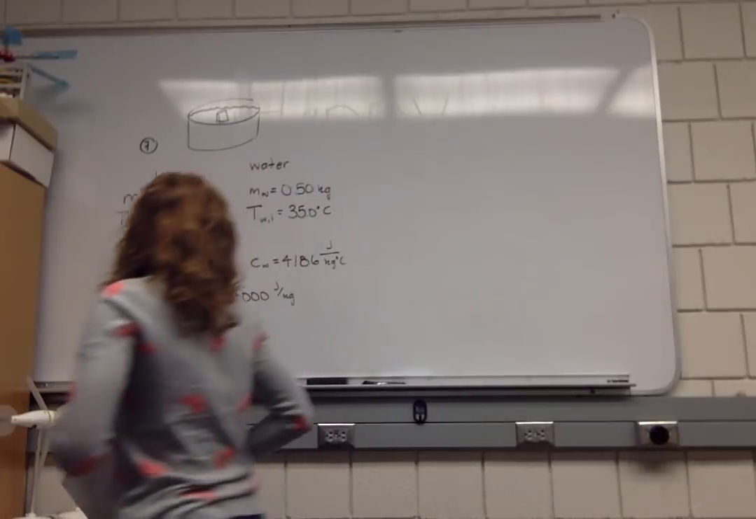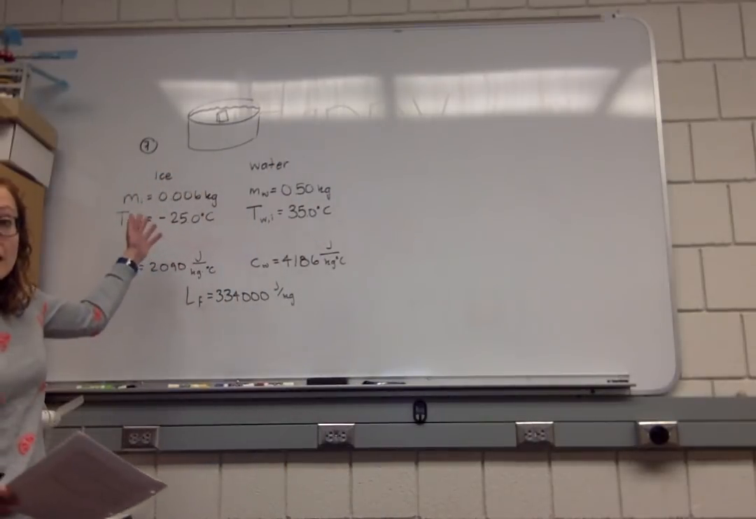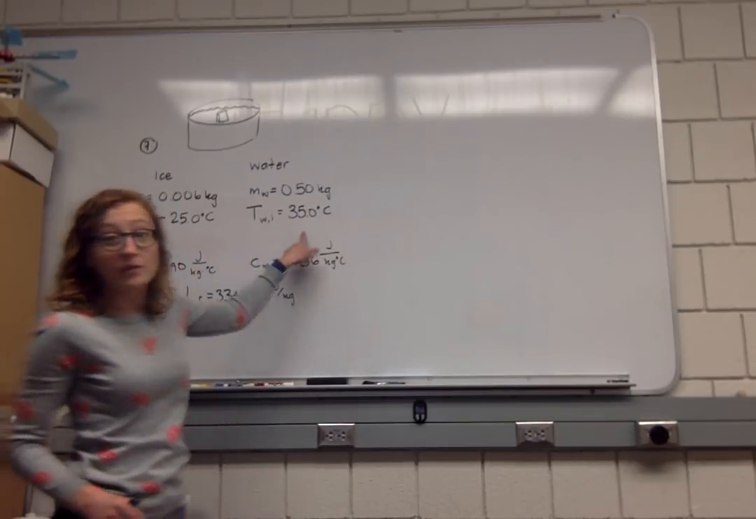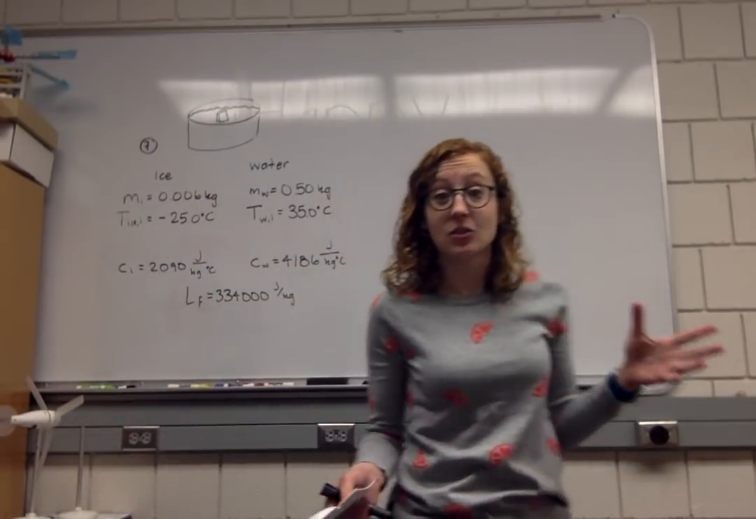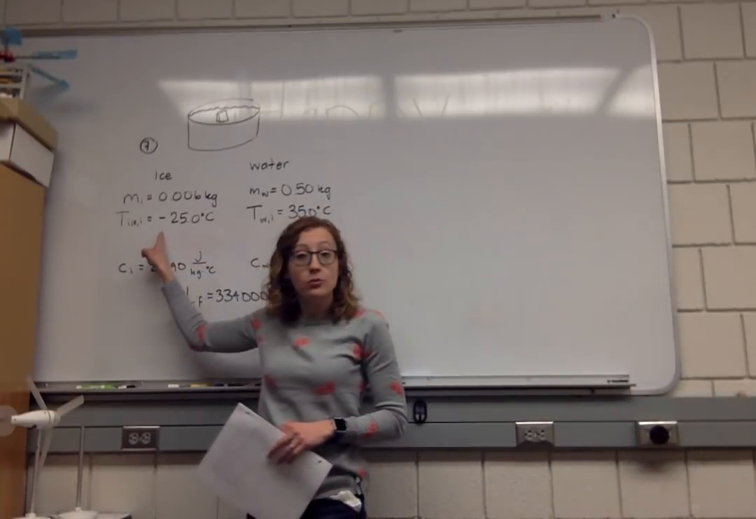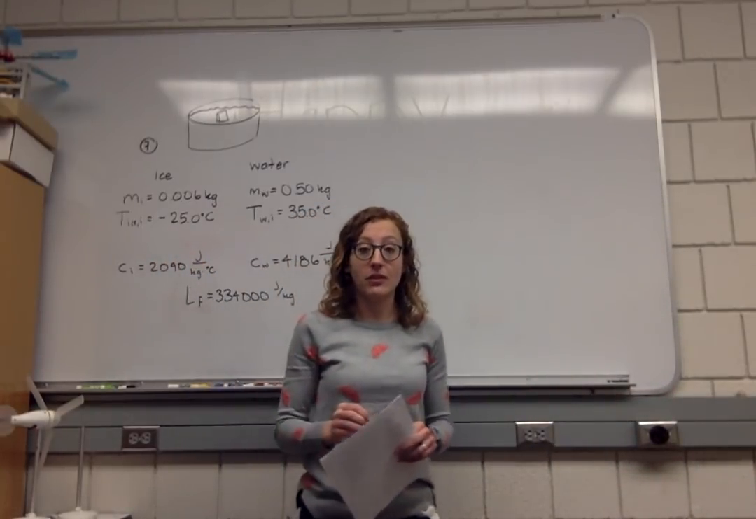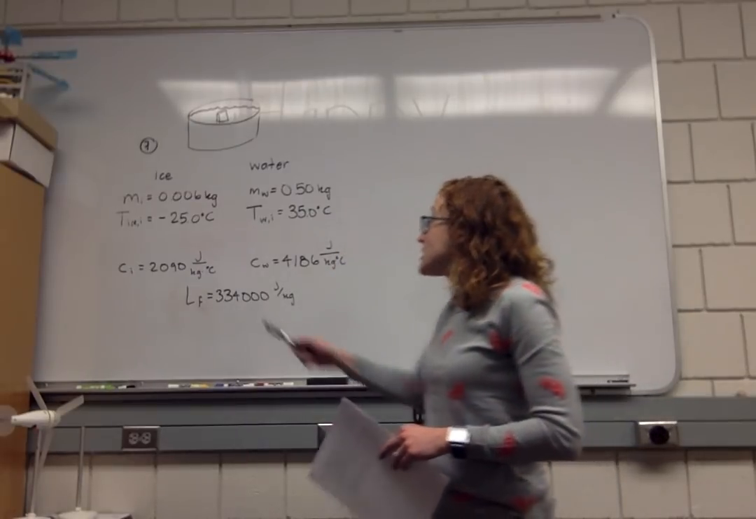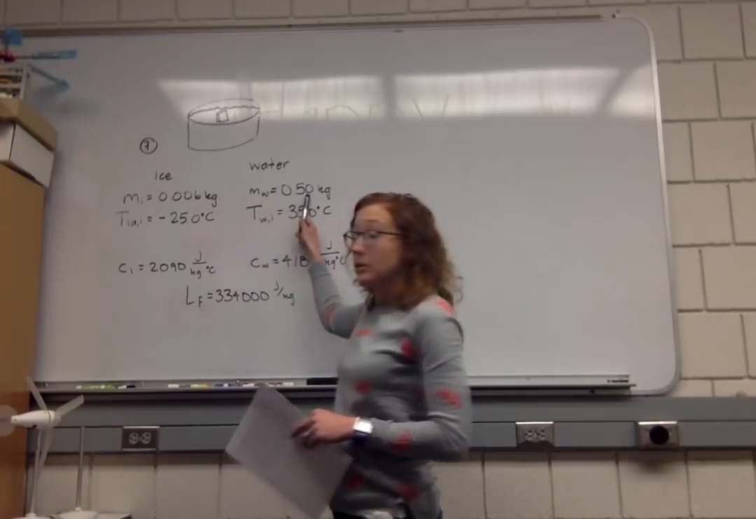So the situation is you put a cube of ice in a hot water bath. This water is about 35 degrees Celsius. That's pretty close to like 95 degrees Fahrenheit, so it's pretty warm. The ice is below freezing temperature. It starts at negative 25 degrees Celsius. So there's a few things that need to happen here. Notice that the ice cube is much smaller than the bath of water.